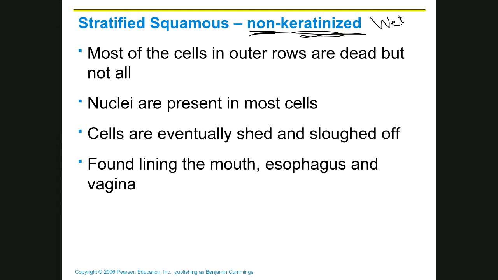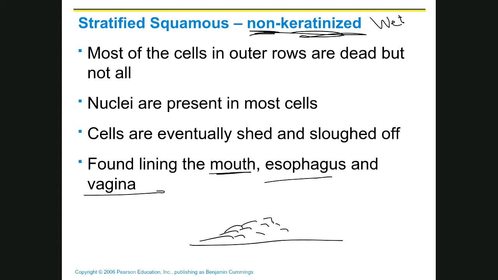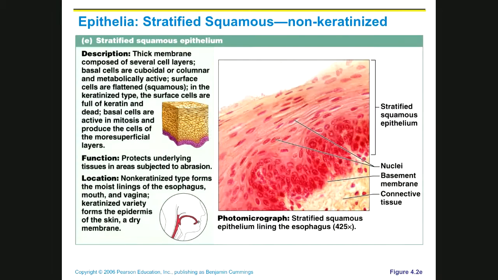So you find it in places that are moist, that are wet. You find it in the mouth, the esophagus, the vagina, those places. What's going to happen is lots of layers of cells, and the cells are going to move up as new cells are produced, and eventually the cells are going to slough off. And so when we look at it, we're going to see a bunch of cells. So down here is our basement membrane. Up here is our apical surface. And the cells move this way. And then eventually they're going to slough off. They're going to come off.